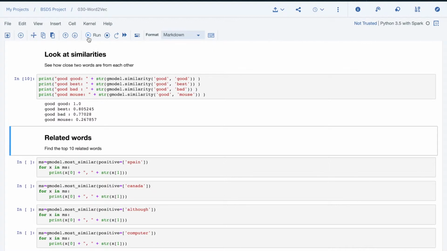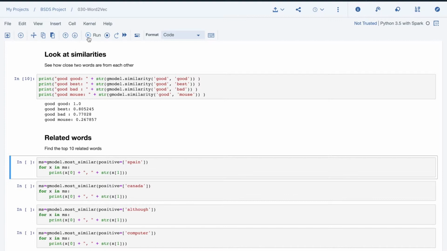Here we see that the highest score is 1.0. Good and best have a similarity index of 0.805245 and bad compared at 0.77028. Then, compared to mouse, we get 0.267857. So, bad may be an antonym to good, but it is used in similar manners. This explains the relatively high score in the comparison.